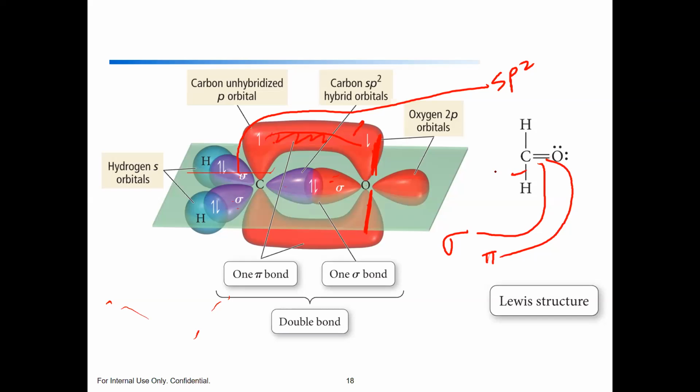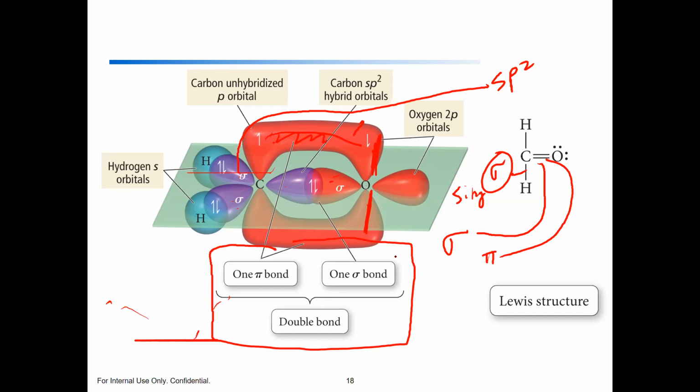Whenever you have a single bond, that's always a sigma bond. When you have a double bond, one's going to be a sigma bond, one's going to be a pi bond. So what is a double bond? One is going to be a sigma bond, the other one's going to be a pi bond. That's what makes a double bond. So this is what we see graphically.